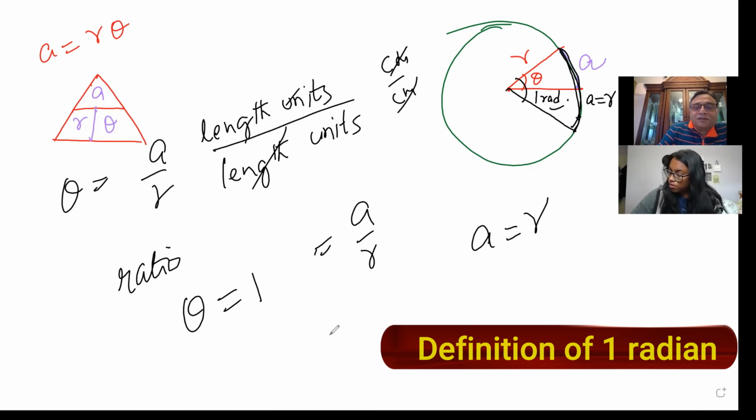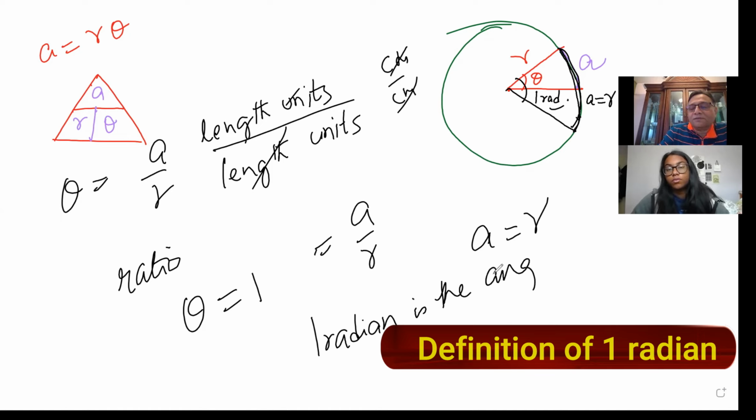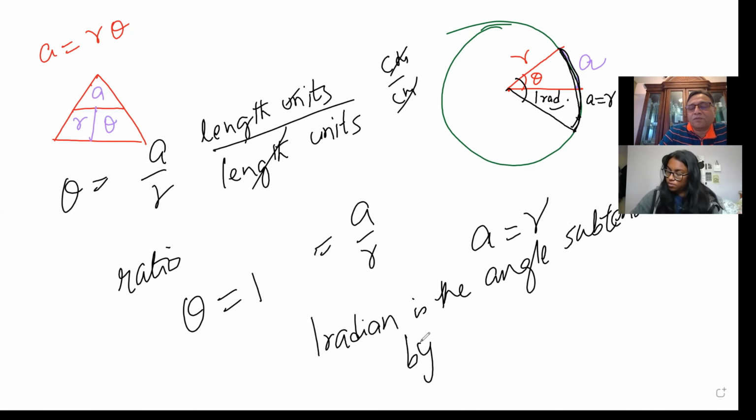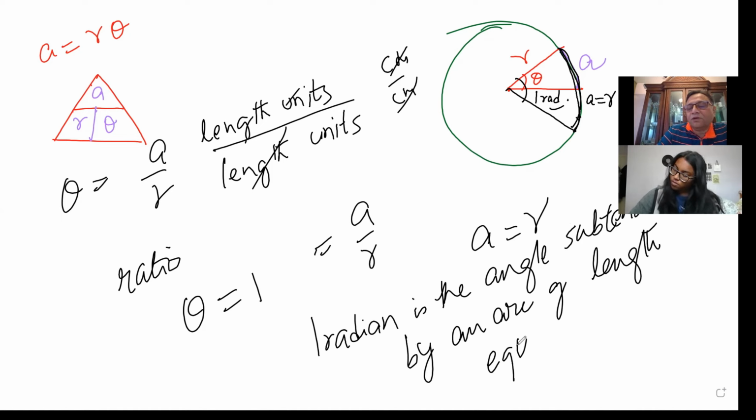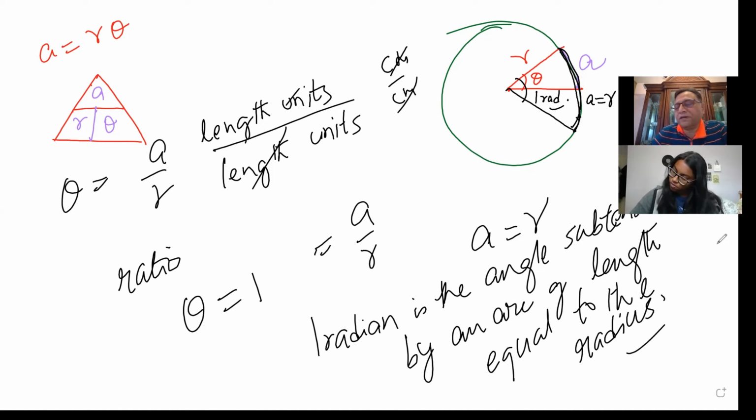So 1 radian is the angle subtended by an arc of length equal to the radius. Perfect? Yes. Very good.